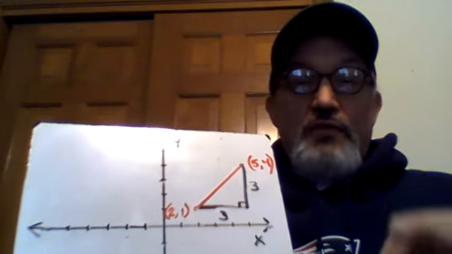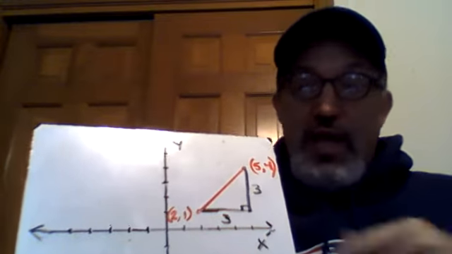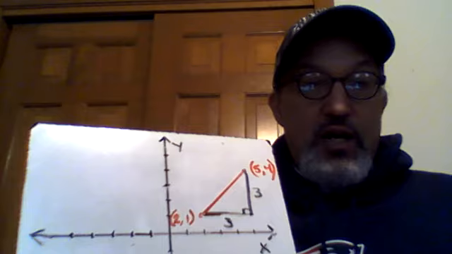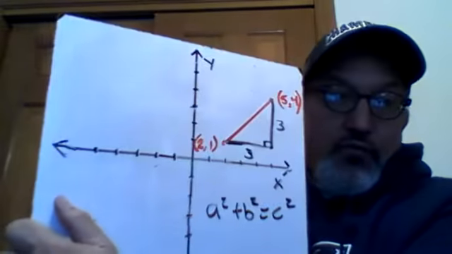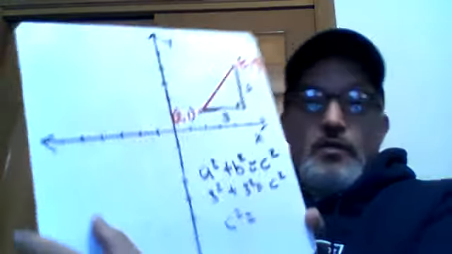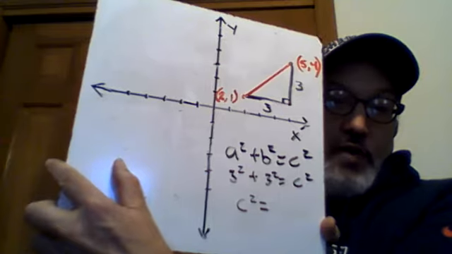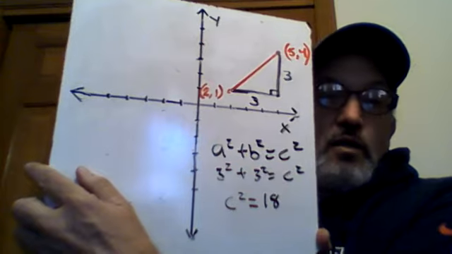Recall that the diagonal of a square is always the square root of 2 times the length of one of the sides, because of the Pythagorean theorem. If we use our standard a squared plus b squared equals c squared, and the 3's are the a and the b, we'd get 3 squared plus 3 squared equals c squared. 3 squared is 9, so we have 9 plus 9, or 18. And if c squared is 18, then c is the square root of 18. And that is the answer. That is how long.